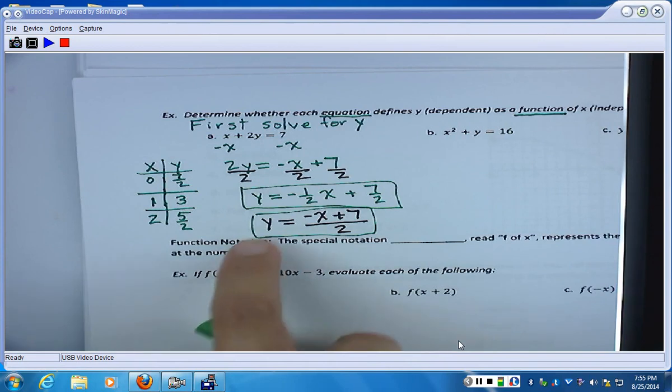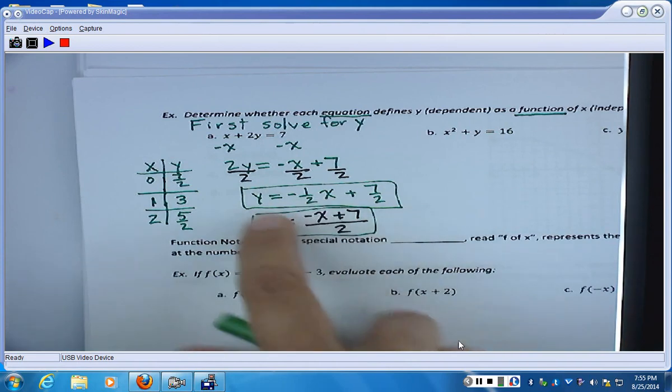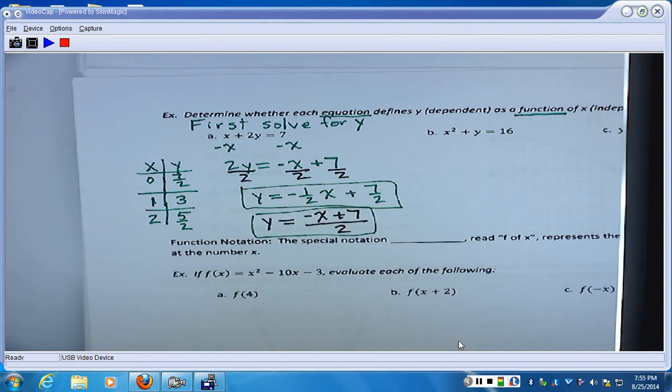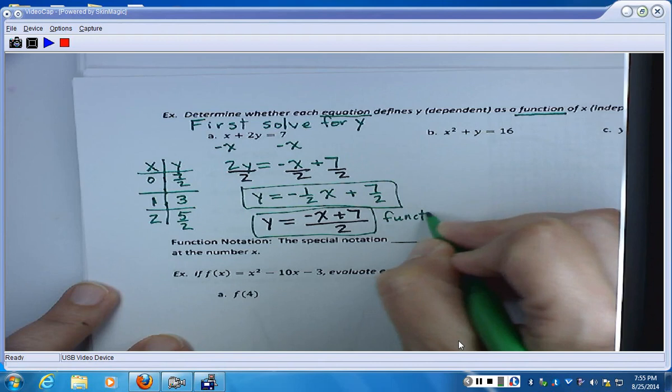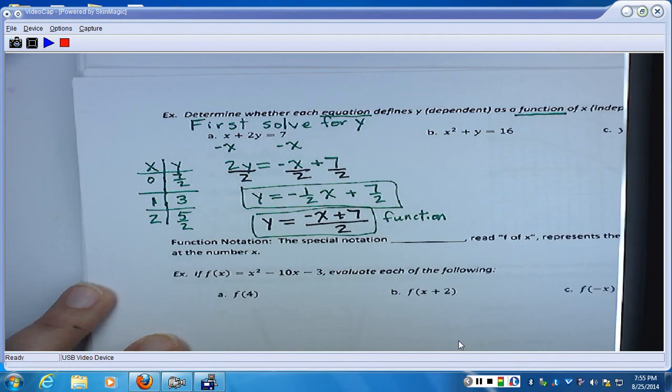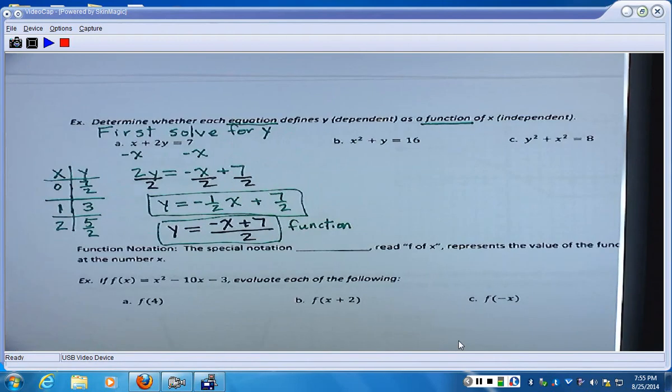So when you have something like that, that's a function. You're probably going to understand it better once we do one that's not a function.